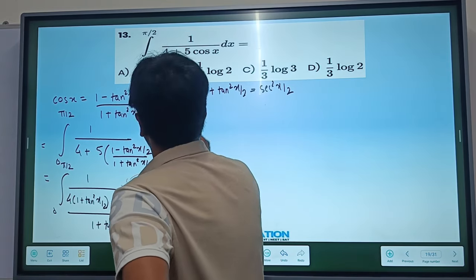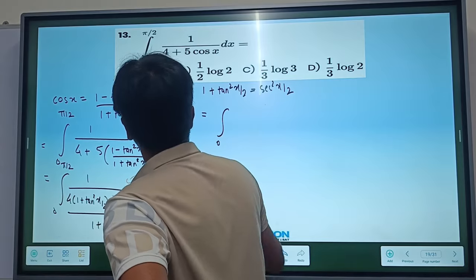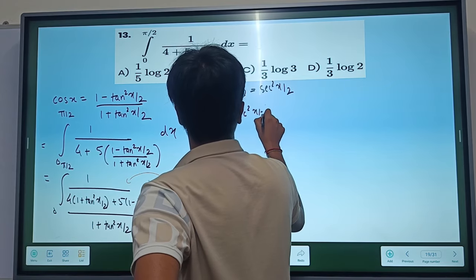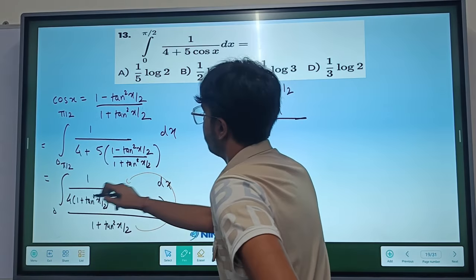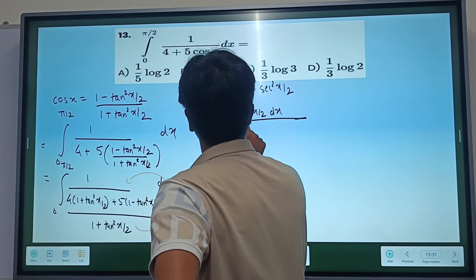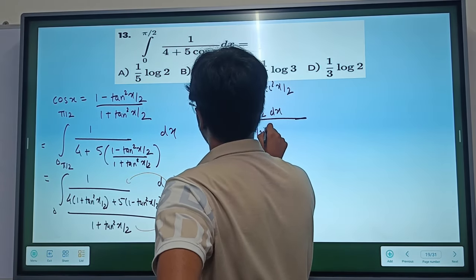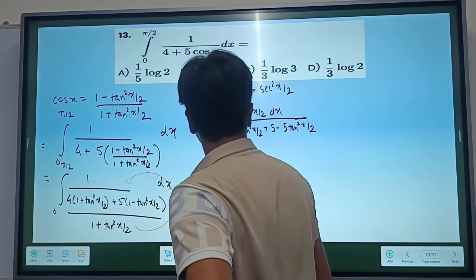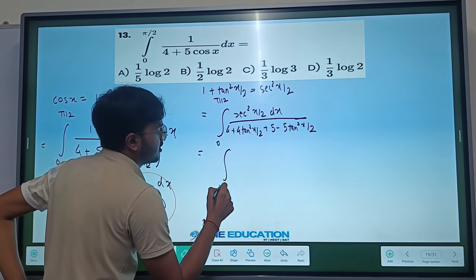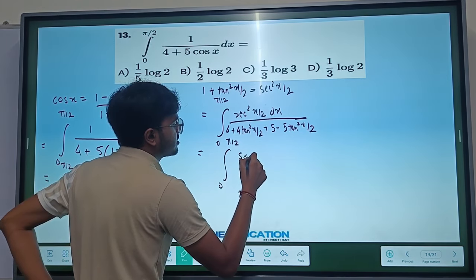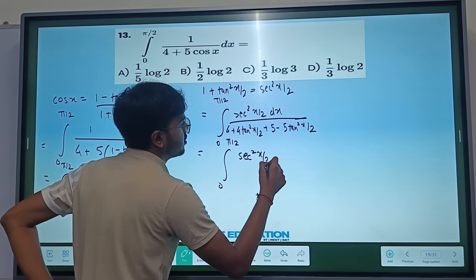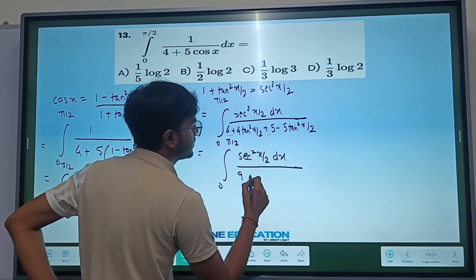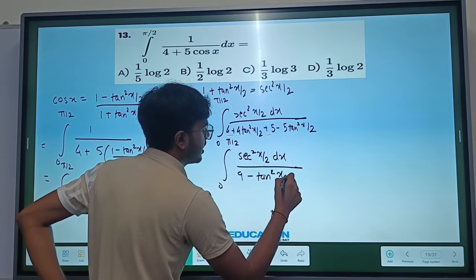This will go up and this becomes integral 0 to pi by 2 secant square x by 2 dx divided by, multiply 4 inside, 4 plus 4 tan square x by 2 plus 5 minus 5 tan square x by 2. So 0 to pi by 2 secant square x by 2 dx divided by 4 plus 5, 9, minus tan square x by 2.